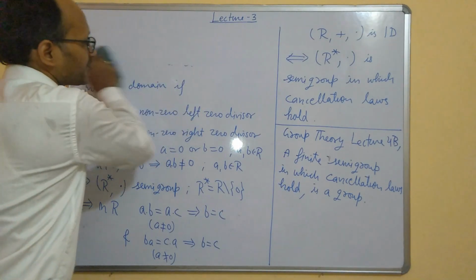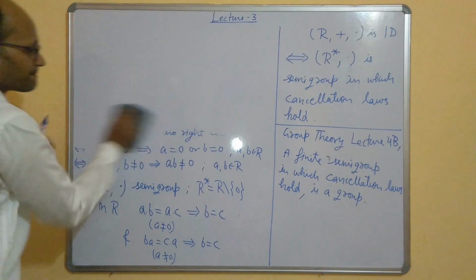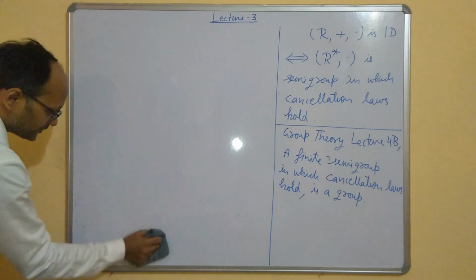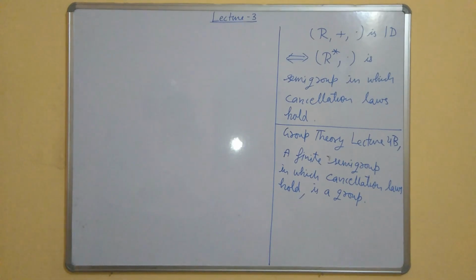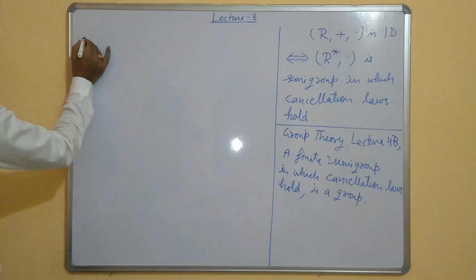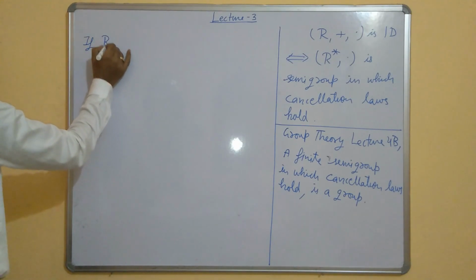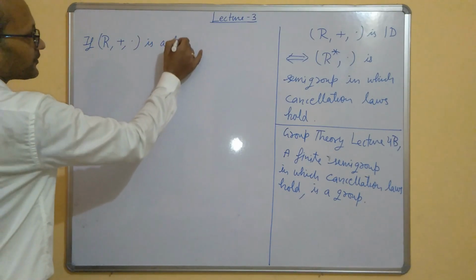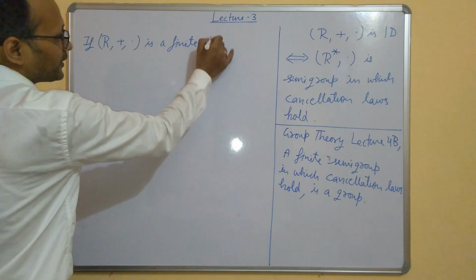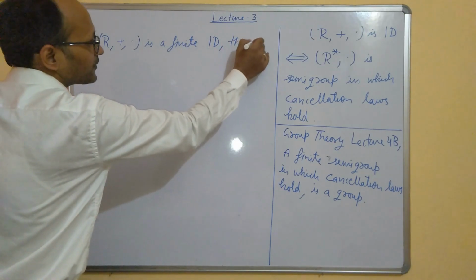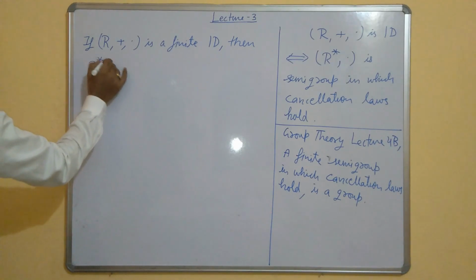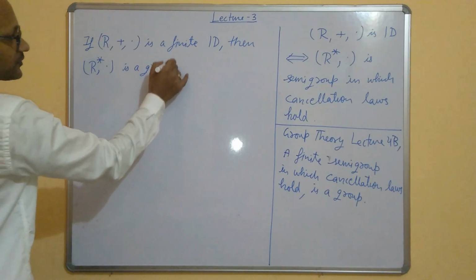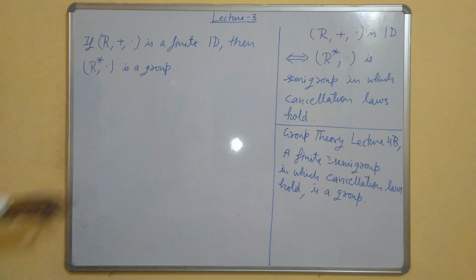So let us write this fact again. If R plus dot is a finite integral domain, then R star dot is a group. Again, this condition is also if and only if.